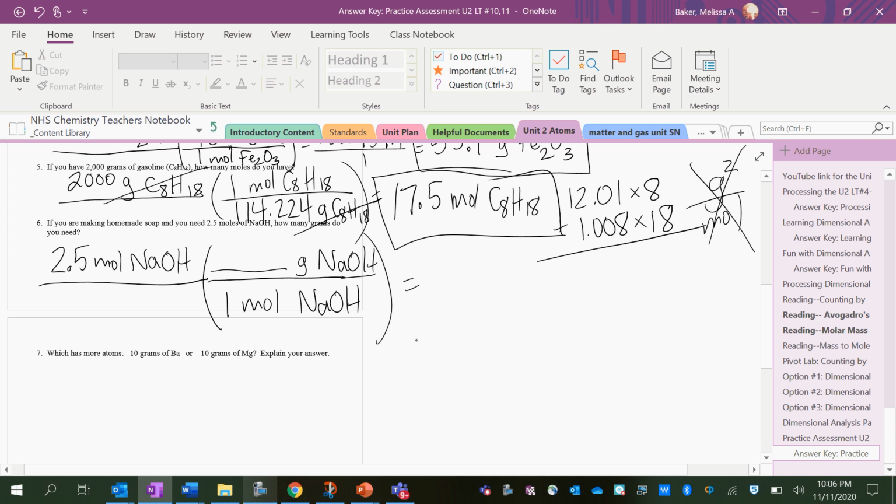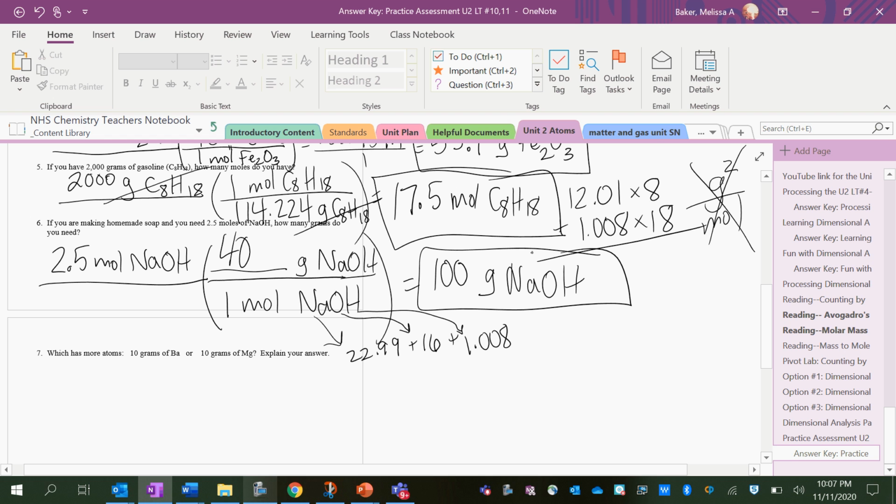Okay, we need to go to the periodic table and add this up. So we've got 22.99 plus 16 plus 1.008. So I'm going to my phone to add this up. And it's about 40. It's like 39.998. At that point, you can round. So then 40 times 2.5, answer 100 grams of NaOH.